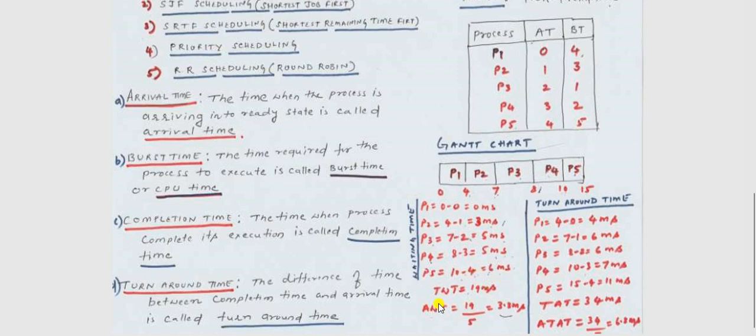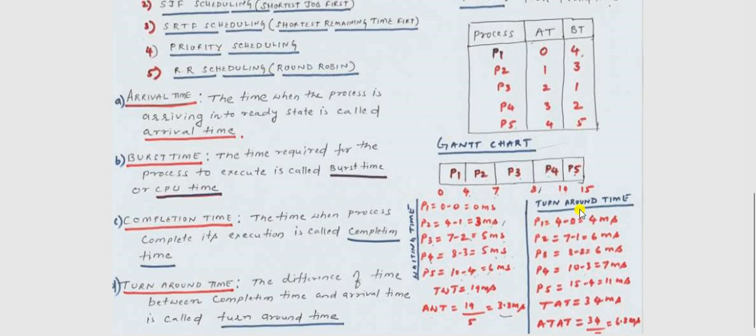Now we need to find the total waiting time. Total waiting time is calculated by adding all the individual waiting times of the processes. It comes to 19 milliseconds. Average waiting time is calculated by total waiting time divided by the number of processes. Total waiting time is 19 milliseconds and the number of processes is 5, so it comes to 3.8 milliseconds.